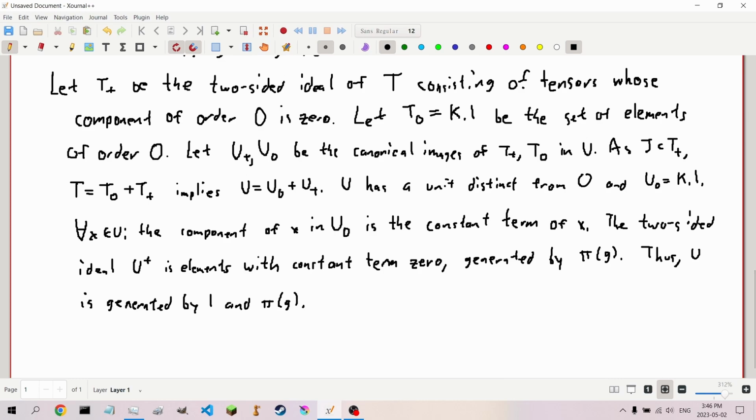As I pointed out before, if x and y are in G, then x tensor y minus y tensor x is congruent to the Lie bracket mod J, and this is occurring inside of T.